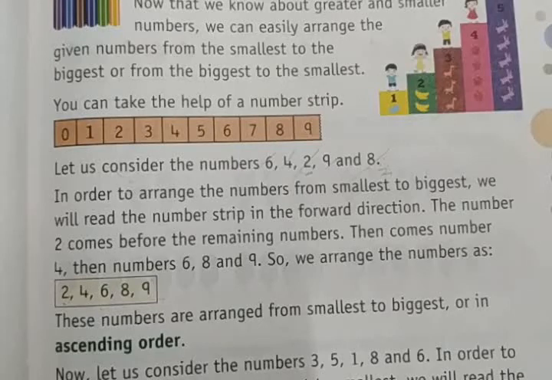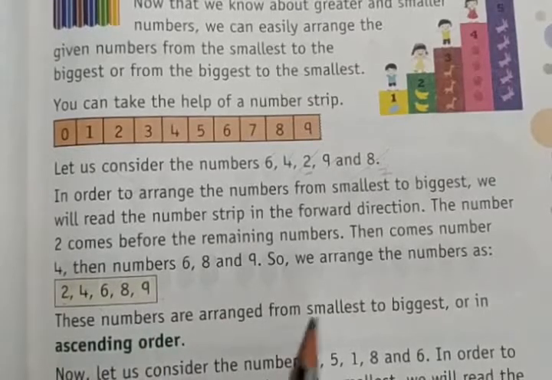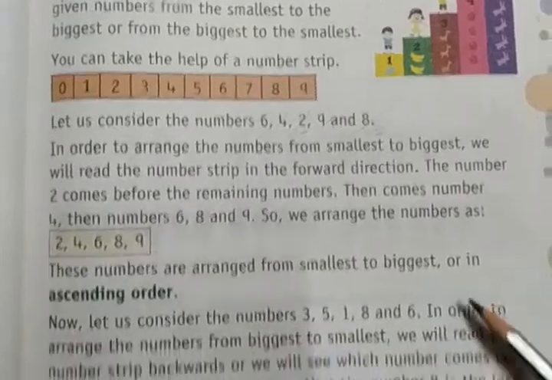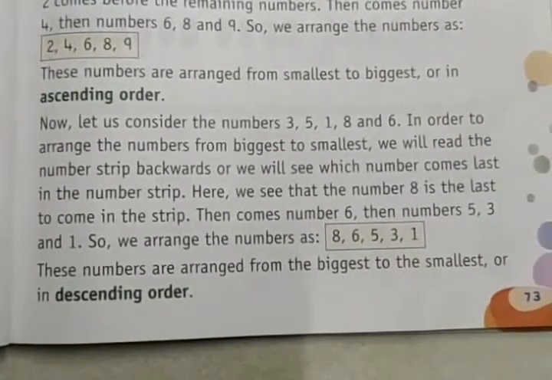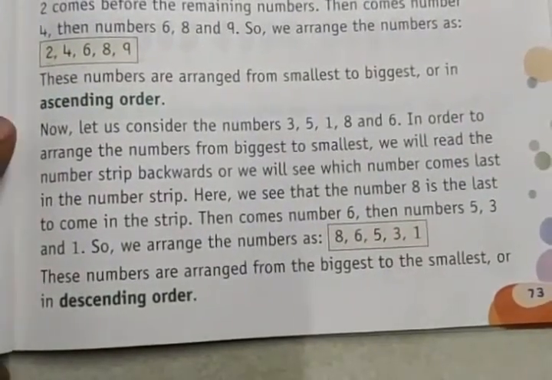Arranging numbers from smallest to biggest is called ascending order. A-S-C-E-N-D-I-N-G, ascending. O-R-D-E-R, order. Alright? These numbers are arranged from smallest to the biggest number. This is called ascending order. In the same concept, we have descending order.